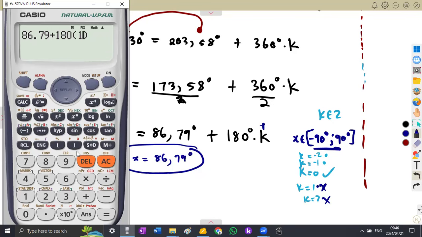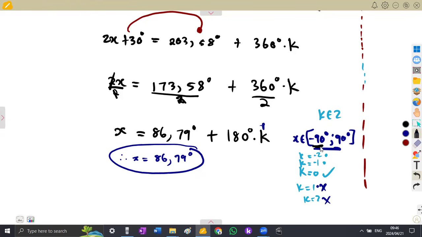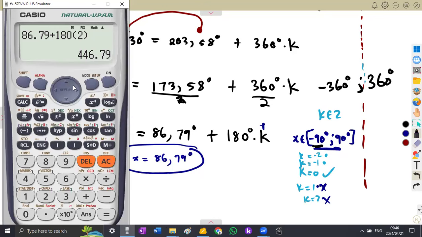If you substitute 2, it's going to be worse. These values are becoming bigger and bigger. But they were actually solutions of this. These are x values, only that they are not within the interval. If this interval was from -360 degrees up to +360 degrees, it means all these solutions, when this was equal to 1, would have been taken because 266.79 is within 360. Now it does not work because of the interval.